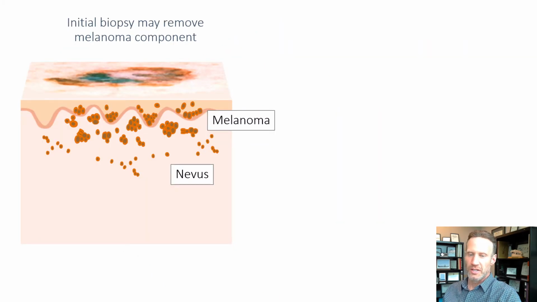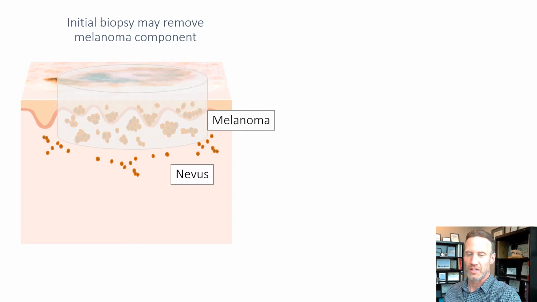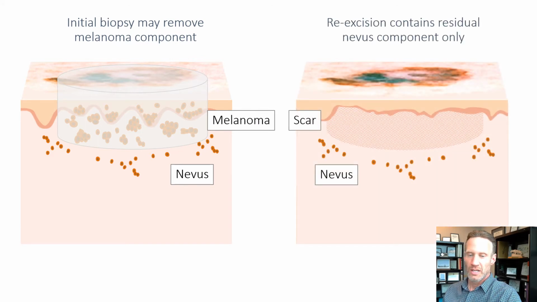More concerning is that in the setting of melanoma arising within a nevus, the melanoma can, in some cases anyway, be mostly or entirely removed by the initial biopsy, leaving only the nevus component within the re-excision. Now, obviously, this is a situation that could produce a benign test result that would potentially be very misleading. So in short, the initial biopsy is generally the preferred specimen for testing.